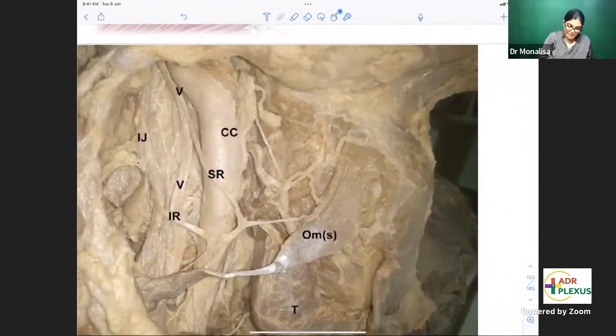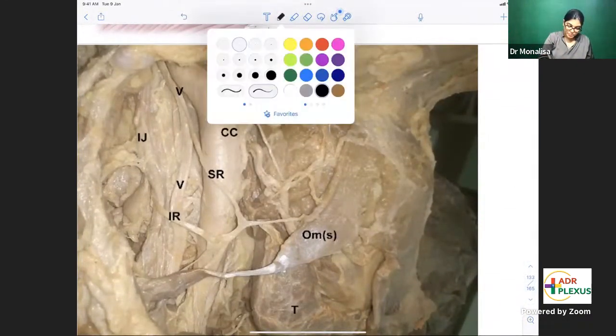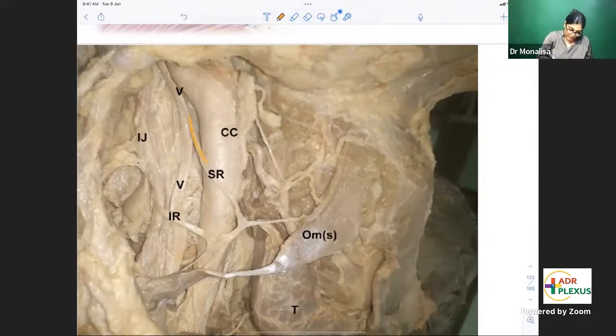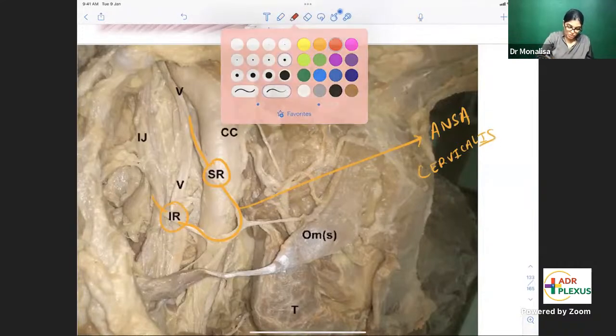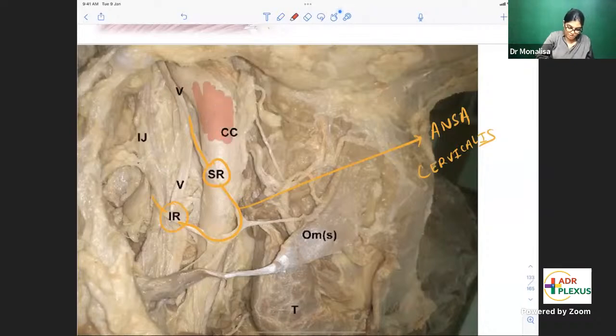So you can see here, this is the superior and this is the inferior root of the ansa cervicalis. Which loop is this? This is the ansa cervicalis loop. Now, it is running on the anterior aspect of the carotid sheath. So this is the common carotid artery which you are seeing.